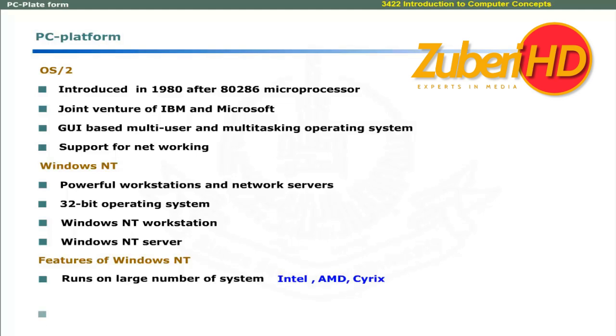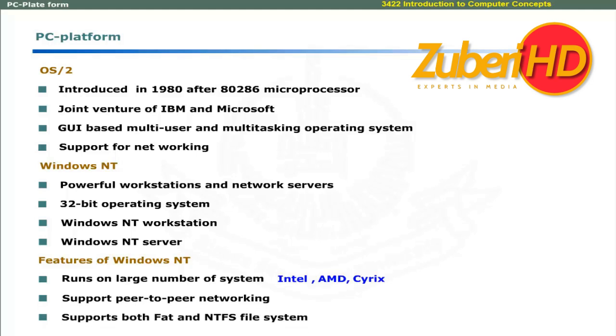NT-based workstations support peer-to-peer networking. It supports both FAT and NTFS file systems. It provides disk mirroring features that allow backup hard disks to take over in case the primary hard disk fails.